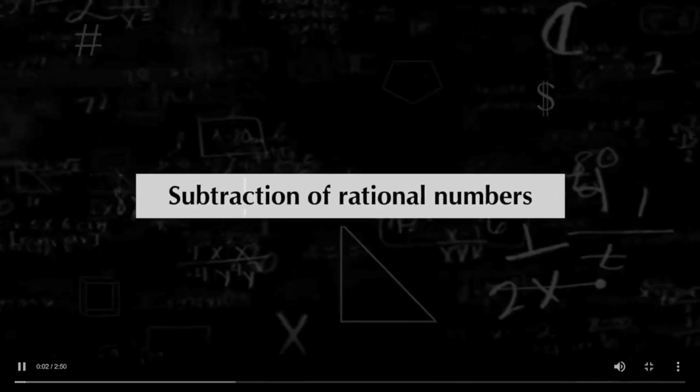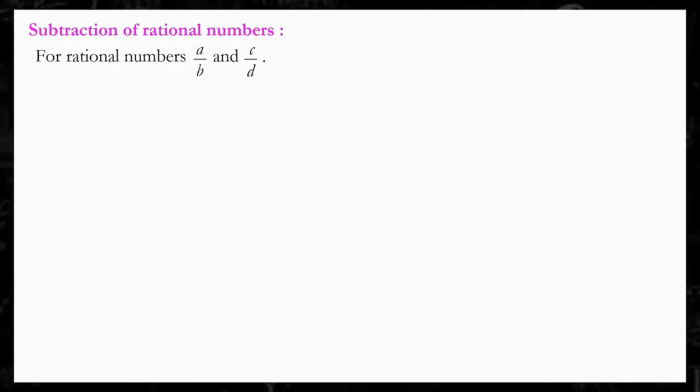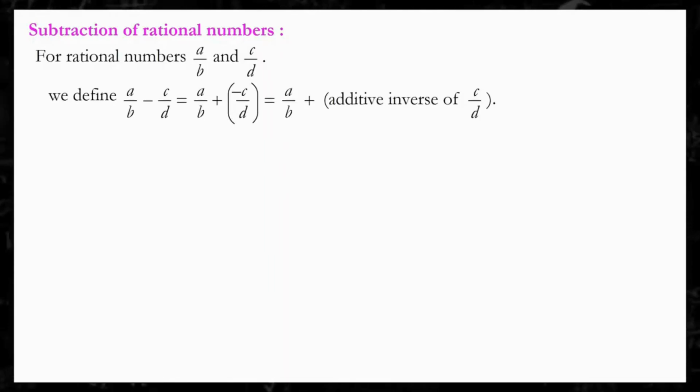Subtraction of rational numbers. For rational numbers a/b and c/d, we define a/b minus c/d is equal to a/b plus minus c/d, which is equal to a/b plus the additive inverse of c/d.